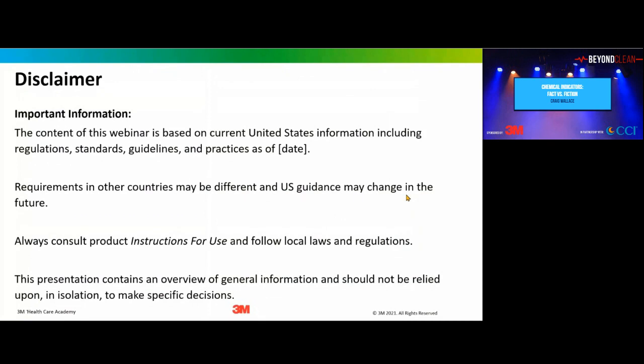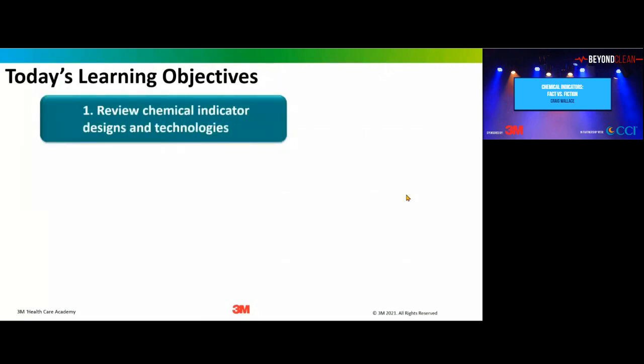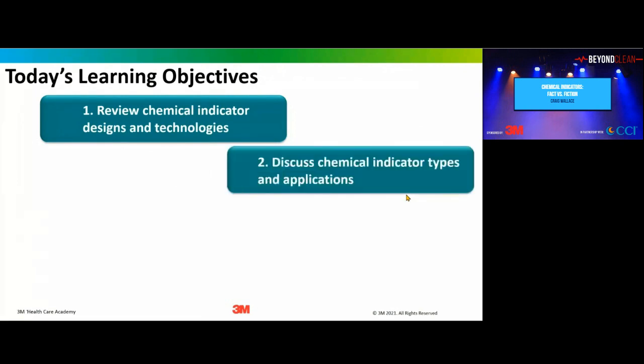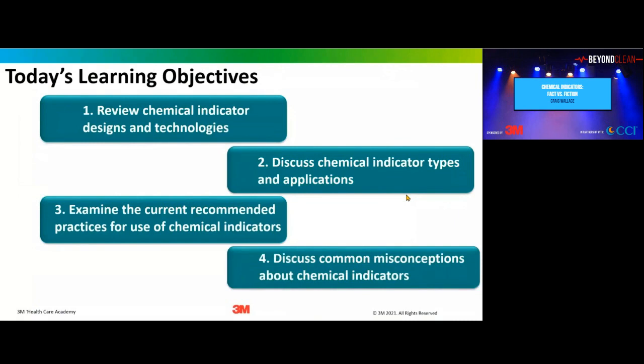So what are we going to talk about today? Well, we're going to focus on chemical indicators. We'll start with a review of designs and technologies, just to ground ourselves in that information. Then we're going to discuss the different types of chemical indicators and their applications. We're going to look at the current recommended practices and what they tell us about how to appropriately use chemical indicators and when to use them. And then we'll close with discussing some common misconceptions about chemical indicators. We'll do a bit of fact or fiction on some various scenarios.